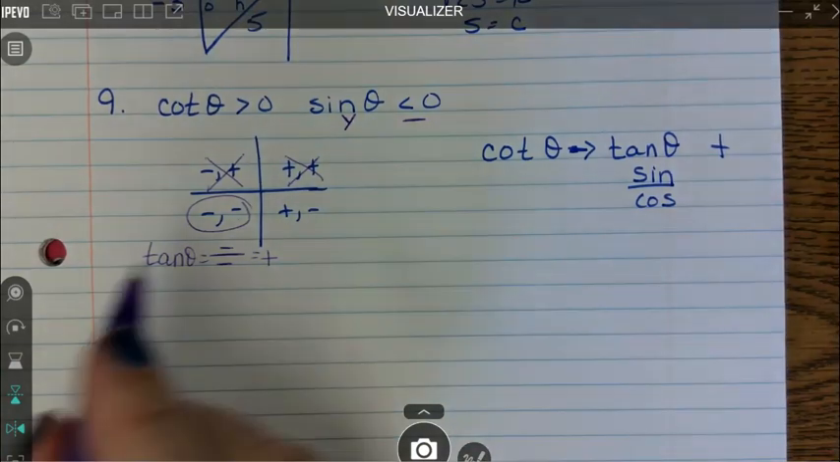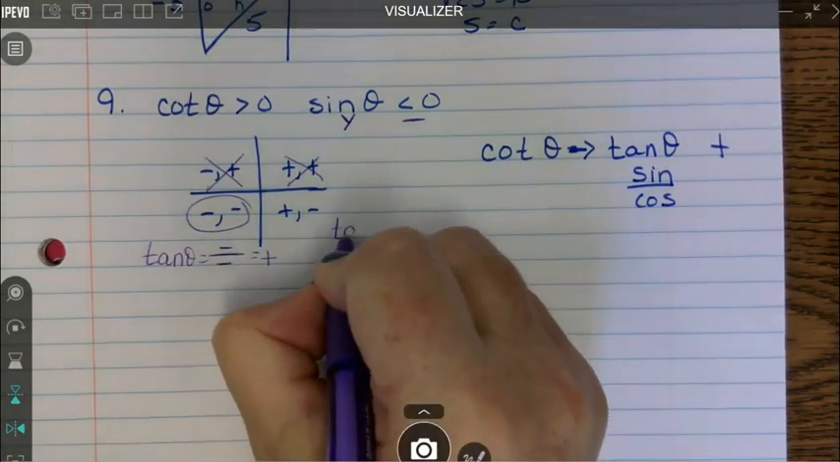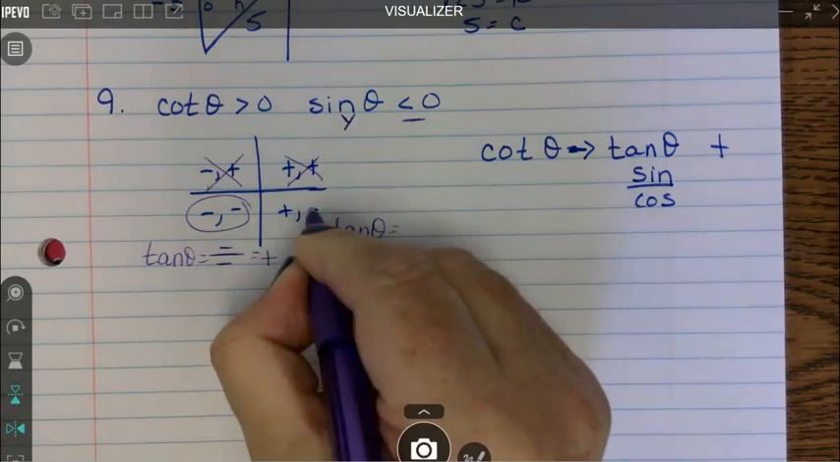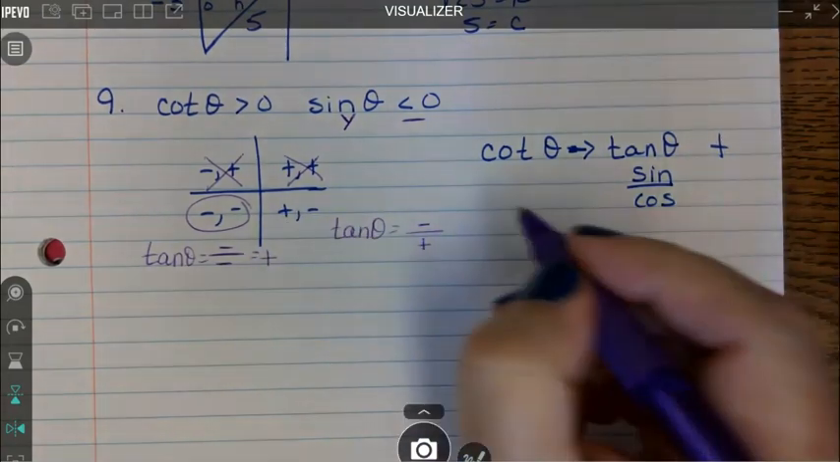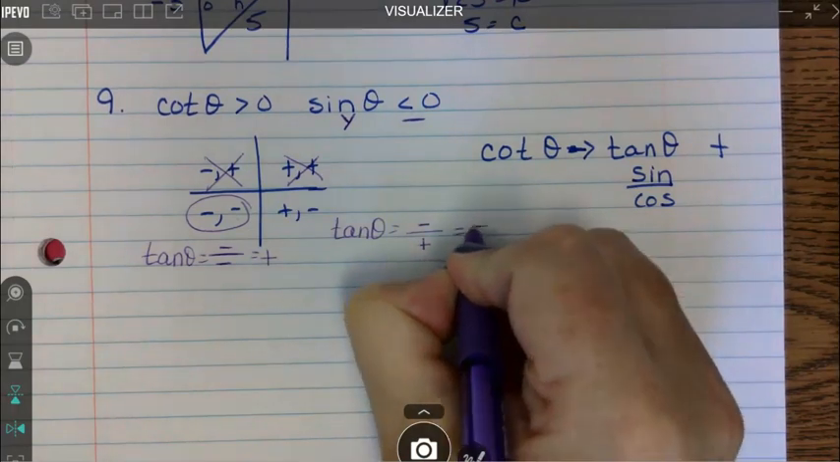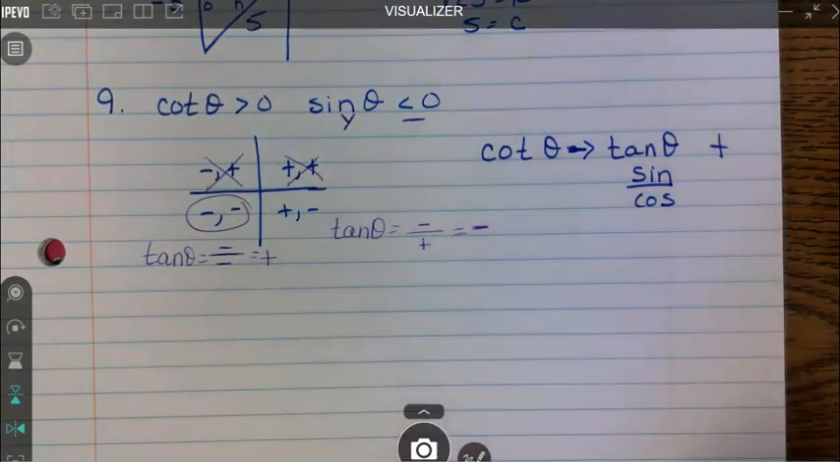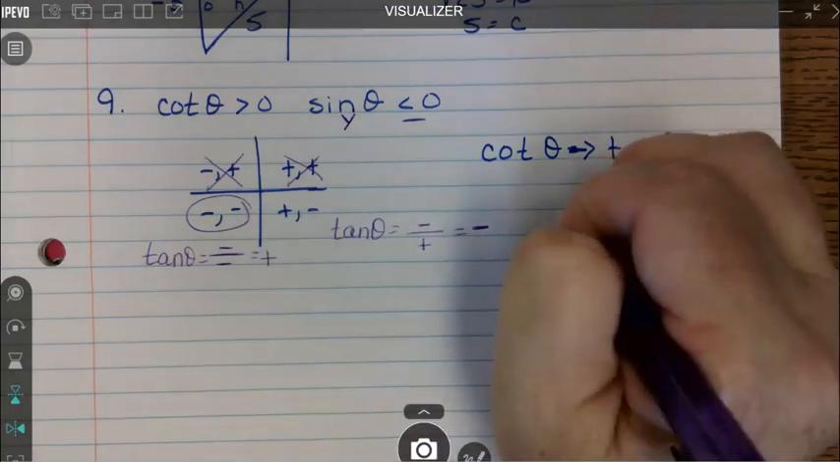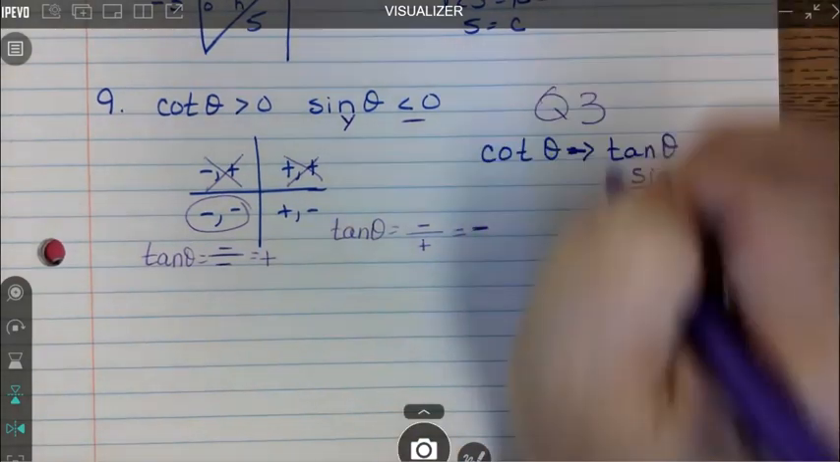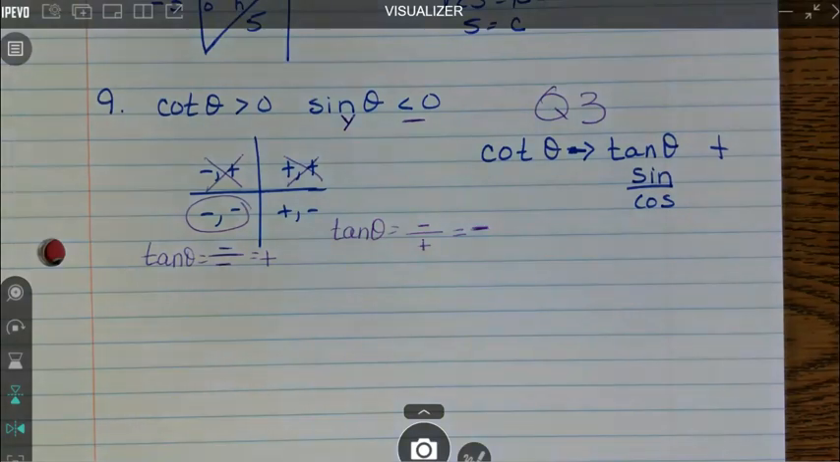Okay, I'm also going to show you over here. So tangent here, sine is negative, divided by a positive, so negative divided by a positive is a negative. Okay, I want the positive, so that's why the answer is quadrant 3.